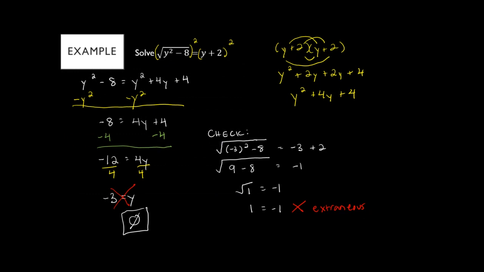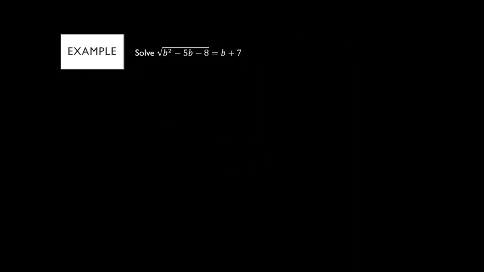All right, so I've got one more. And it's another one like that where we have a quadratic inside our radical, and then we're going to form a quadratic outside. So we've got the square root of b squared minus 5b minus 8 equals b plus 7. So we are going to square both sides.